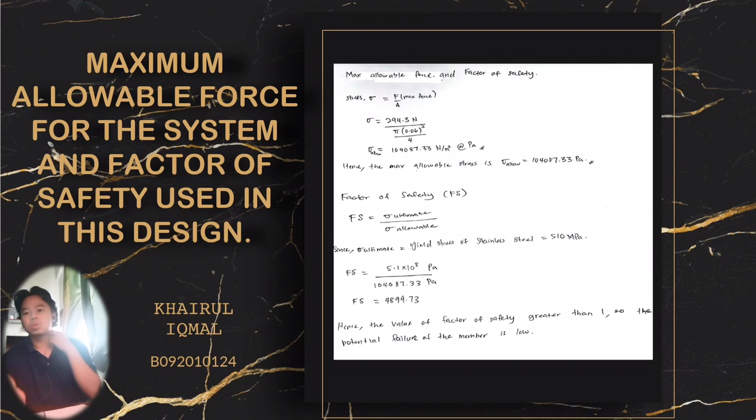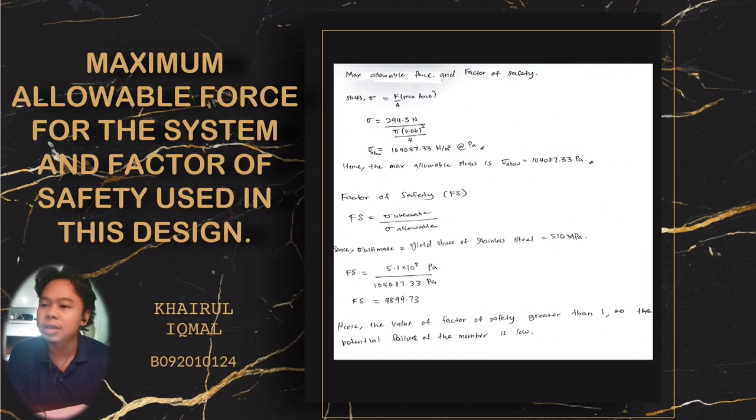Next, we need to calculate the factor of safety, which is FS. FS equals the ultimate stress divided by the allowable stress. The ultimate stress that we use for the stainless steel is 510 megapascal. We divide it by our allowable stress, which is 104087.30 pascal. So we got the factor of safety is 4899.70.